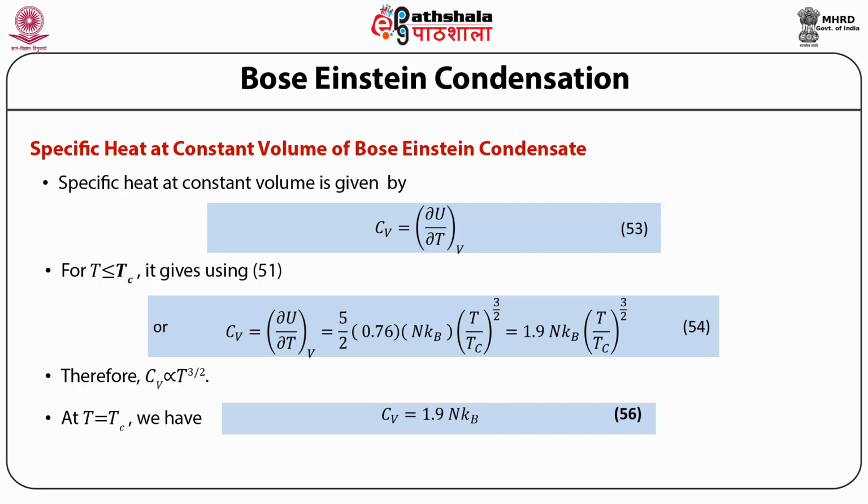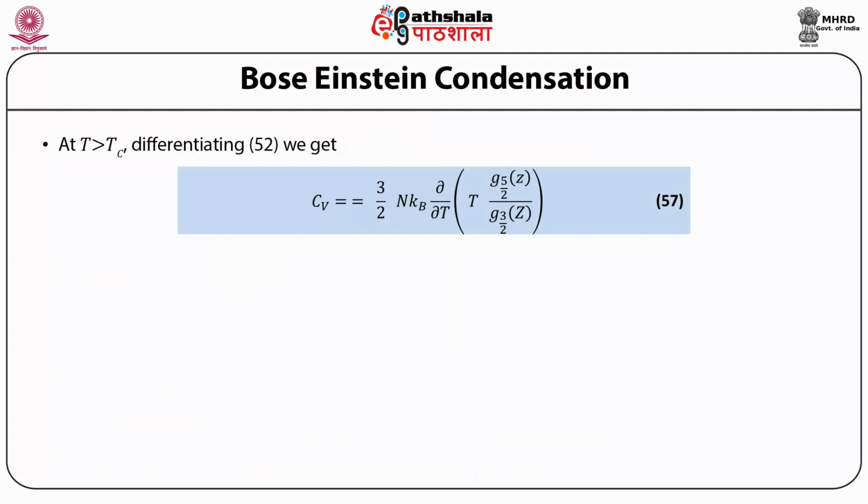At T equal to Tc, we have Cv equal to 1.9 n kB. This value is much higher than the classical value of 3/2 n kB. At T greater than Tc, differentiating equation 52, we get the specific heat at constant volume equal to 3/2 n kB multiplied by the partial derivative of T multiplied by the Bose integral of order 5/2 divided by the Bose integral of order 3/2 with respect to temperature.